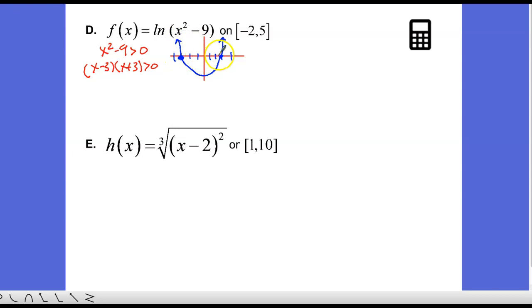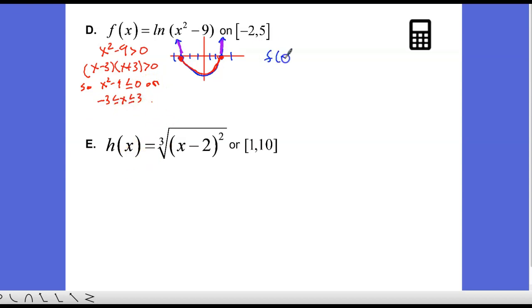And so what I can see is, since it's an upward facing parabola and it has x-intercepts at -3 and +3, for this inequality, that means, when is x squared minus 9 less than or equal to 0? It's greater than 0 up here, but it's less than or equal to 0 down here. So we can say x squared minus 9 is less than or equal to 0 on -3 ≤ x ≤ 3.